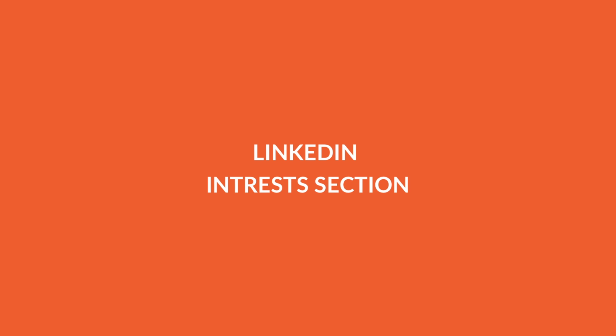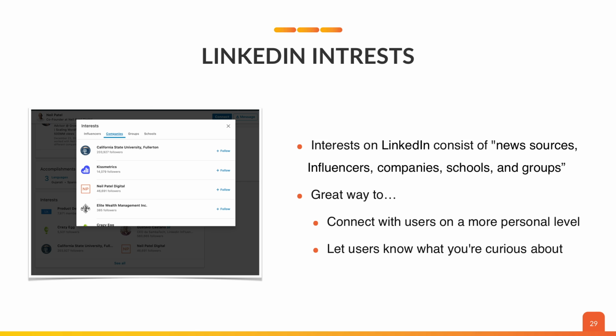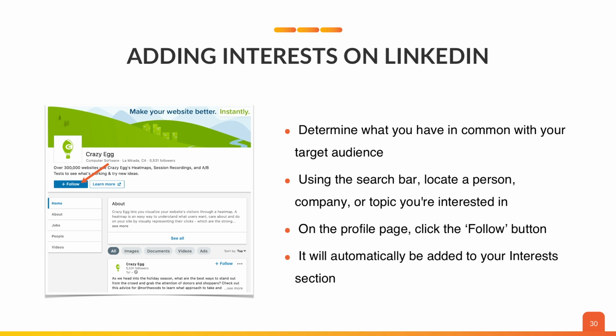The next section on LinkedIn is interests. So with the interest section, this pretty much consists of news sources, influencers, companies, schools, groups. It's a great way for you to connect more with like-minded individuals. So when you do this, what you'll find is it'll open the door to better networking opportunities. Just think about it this way. You're more likely to do business with people who are similar to you. And that's why you want to add interests on LinkedIn.